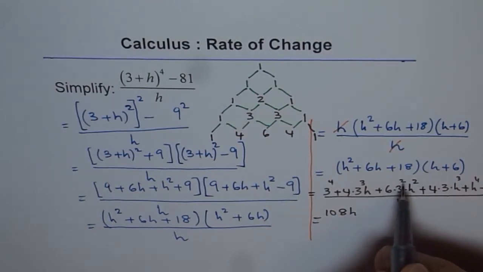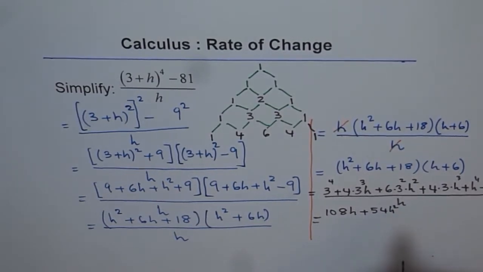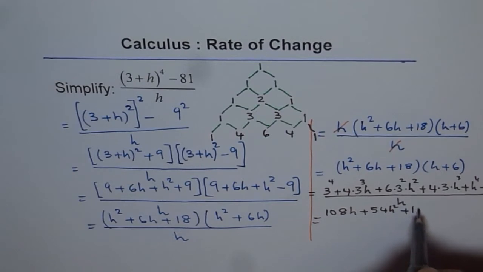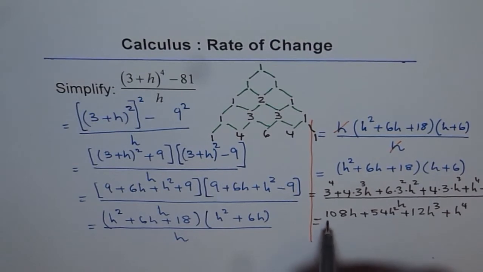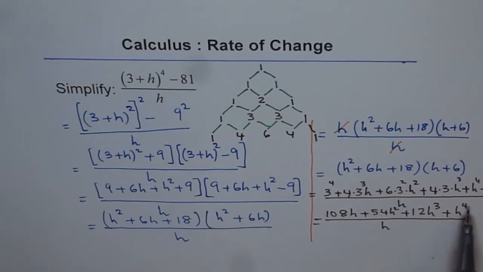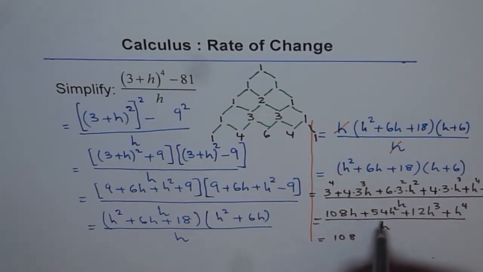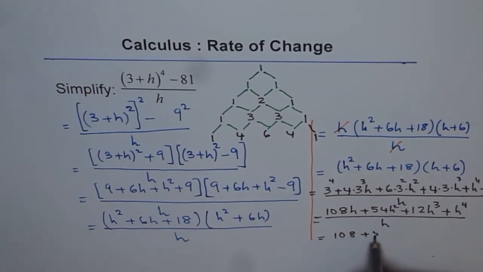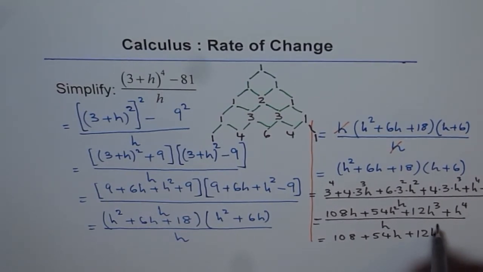And here 3 square is 9. 9 times 6 is 54. 54 h square. 4 times 3 is 12. So 12 h cube plus h to the power of 4, everything divided by h. And now you will see that h and h will cancel. So we are going to get our answer as 108. So we are taking away h, dividing every term by h. So we get plus 54 h plus 12 h square plus h cube. So that becomes our answer.